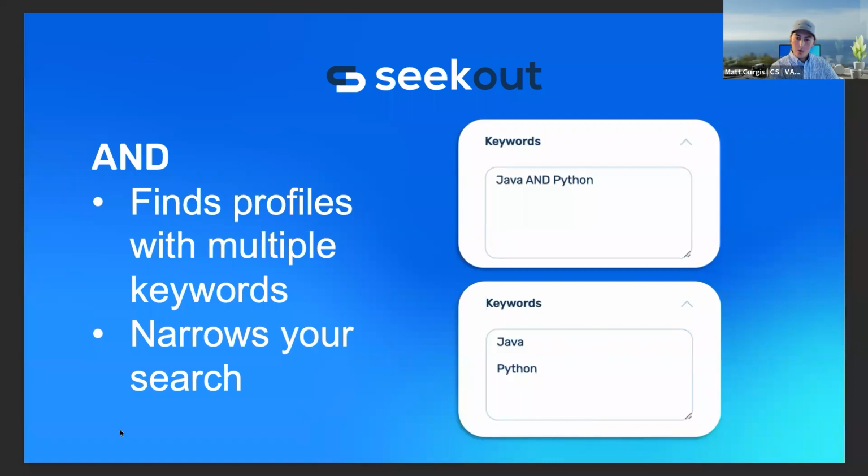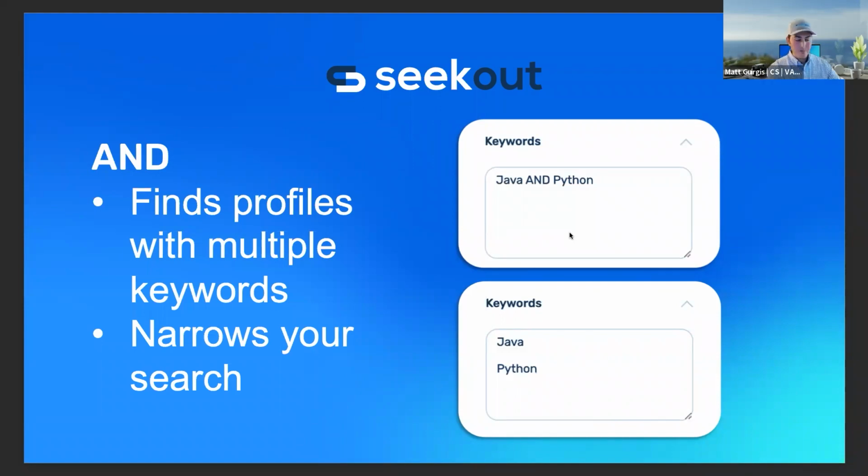Now you'll see there's 2 different ways that I've written this, Java and Python, and then just Java, Python. These are both the same thing. One of the most interesting and easiest to understand operators is and, because a space infers an and. You don't even have to write and. You can just write your 2 keywords and the computer's already going to assume that you mean and.